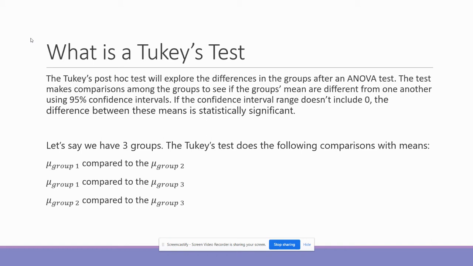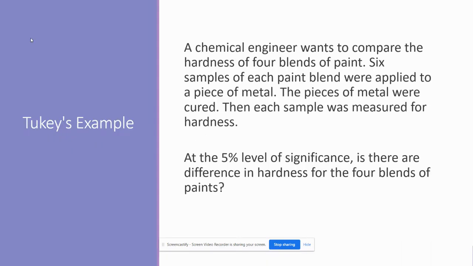So we don't have to run a t-test or paired t-tests. This does it for us, and it's really convenient. So let's say we have 3 groups. Then Tukey's test is going to compare the mean of group 1 to the mean of group 2, the mean of group 1 to the mean of group 3, and the mean of group 2 to the mean of group 3.